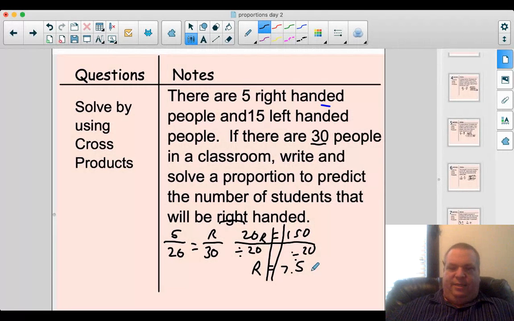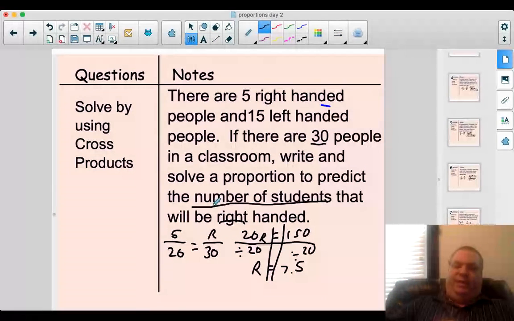Let's go back and see, we're writing and solving a proportion to predict the number of students that will be right-handed. Again, the number of students. If I ask you how many students you think will be right-handed, and you say 7.5, you're going to be wrong, because there's no way for half of a student to be right-handed. So 7.5 doesn't make sense for a number of students. So this is a situation where, based on what it's asking, we need to round it off.